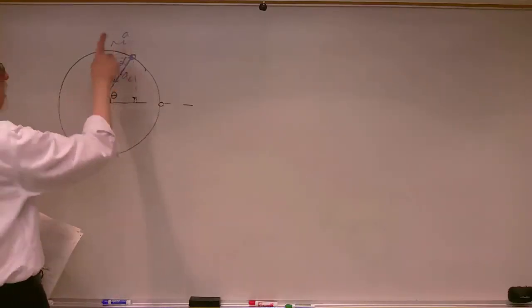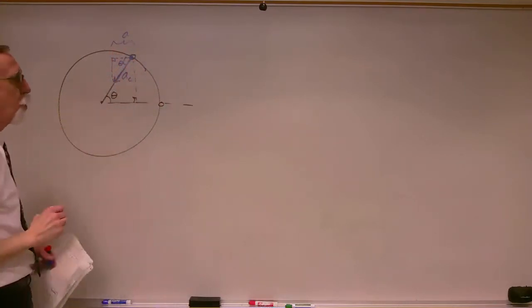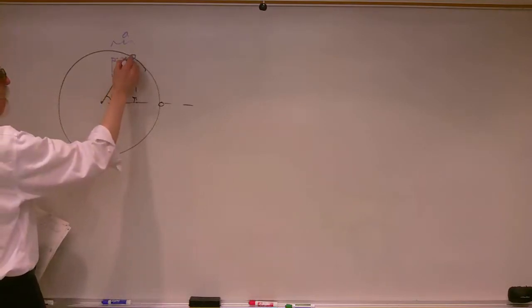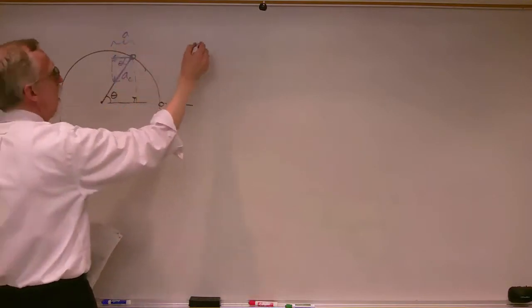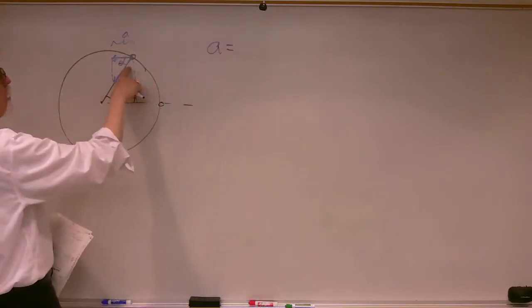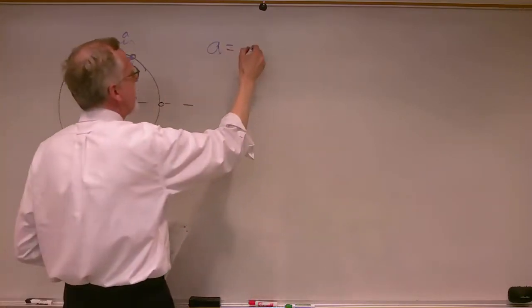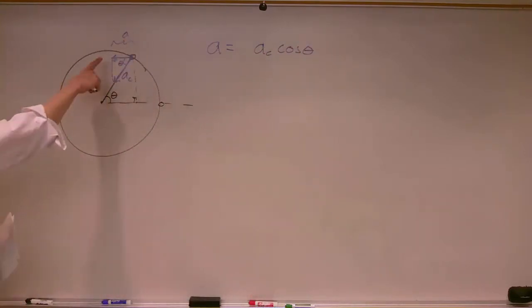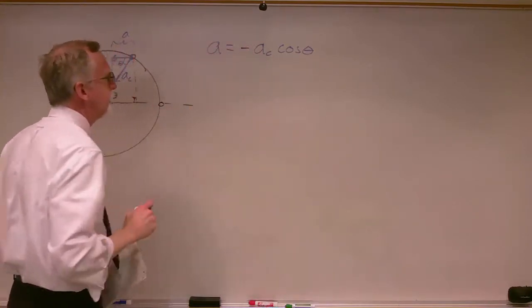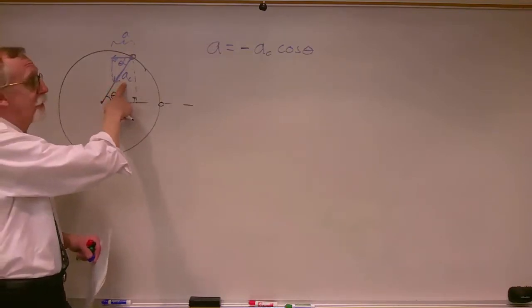Okay, so what we want is this component of the acceleration right here. The centripetal acceleration points toward the center of the circle. We want the x component of that acceleration here, which is labeled a. And we know then that a is equal to, if this is theta and that's theta, a sub c cos theta. But again, notice that this component of the acceleration is in the negative direction, so we need to stick in a minus sign there. And let's remember, what is the magnitude of the centripetal acceleration?